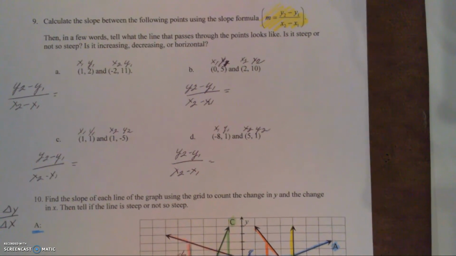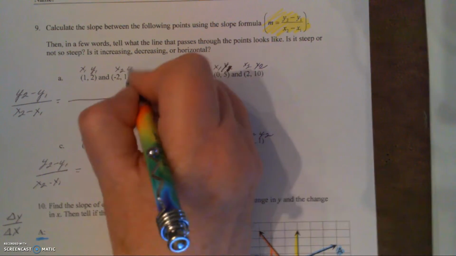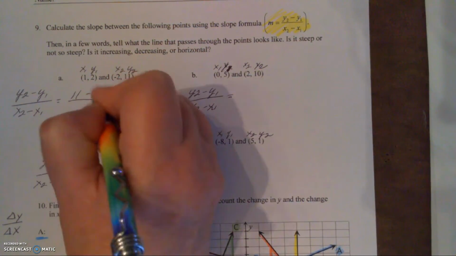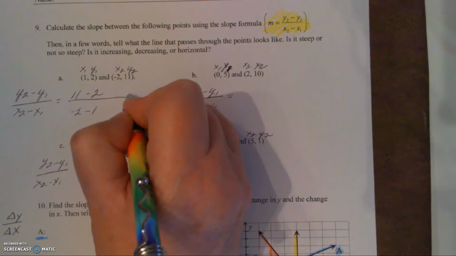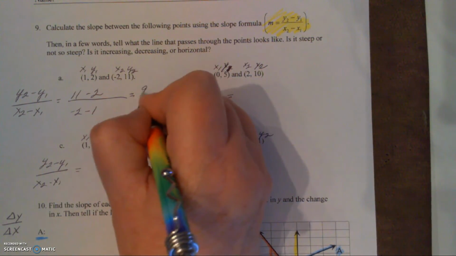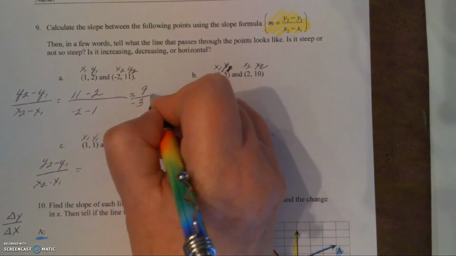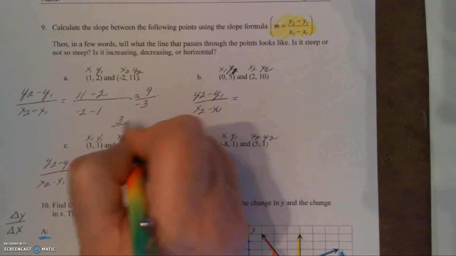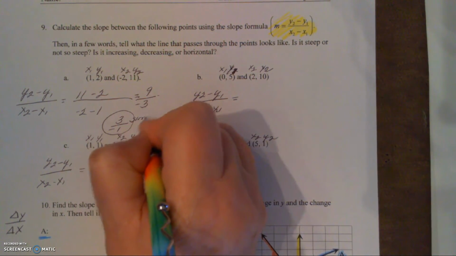Okay, so here, the first one we are going to do is supposed to be y2. So y2 is 11 minus 2, and x2 is negative 2 minus 1, which equals 9 over negative 3. If you were to simplify this, if you divided the 9 by 3, you'd get 3. And if you divide negative 3 by 3, you'd get negative 1. So this would be simplified.